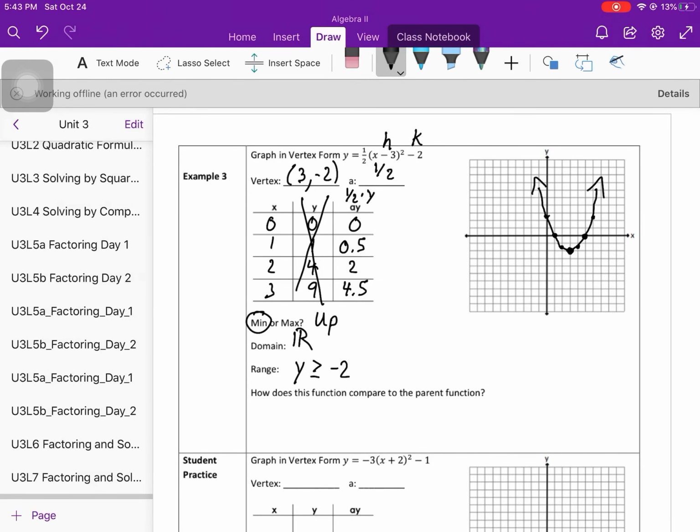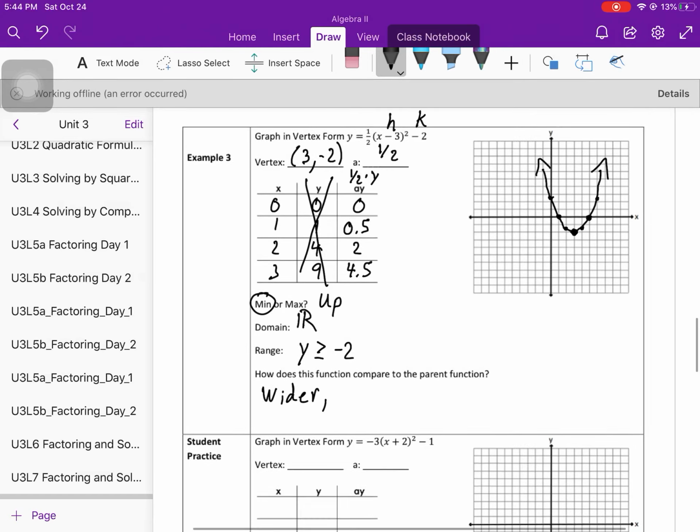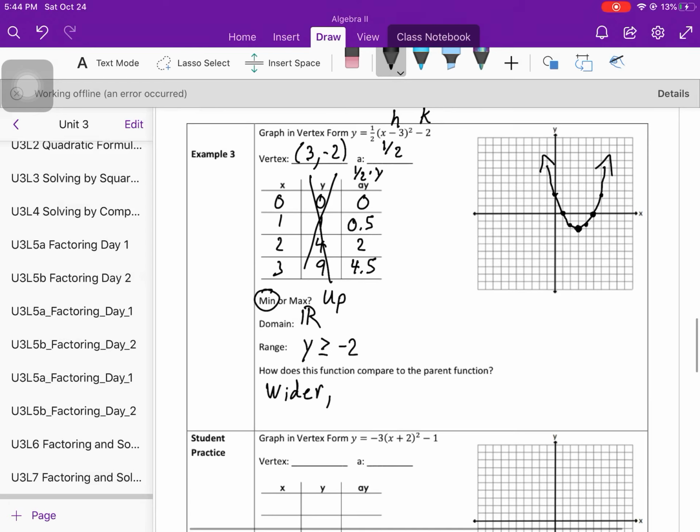Now this is a little bit different. How does this function compare to the parent function? Well, it's wider, which we just stated. The other thing is we have to think about how did the vertex change? So it has a vertical shift of -2 because it went down 2 points from the origin, which is our usual vertex. So vertical shift of -2, or you can just say down 2.